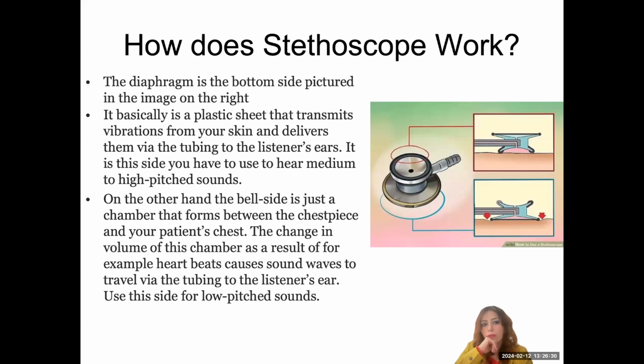How does a stethoscope work? The diaphragm is the bottom side pictured in the image on the right side. Look at the figure, look at the picture, please. It is basically a plastic sheet that transmits vibrations from your skin and delivers them via the tubing to the listener's ears. It is this side you have to use to hear medium, high-pitched sounds. On the other hand, the bell side is just the chamber that forms between the chest piece and your patient's chest. The change in volume of this chamber as a result of, for example, heartbeats causes the sound waves to travel via the tubing to the listener's ear. So you can use this side for low-pitched sounds.